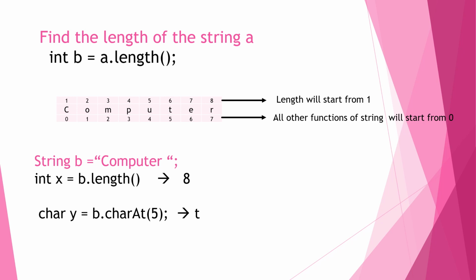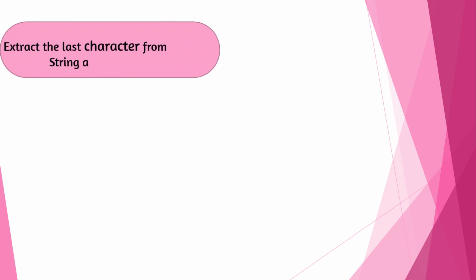Length function will start from 1. And now position 5. In position 5, the character is t. So the answer will be t. Next, extract the last character from the string.